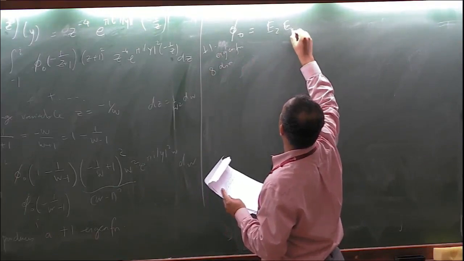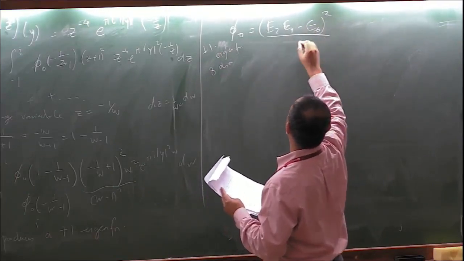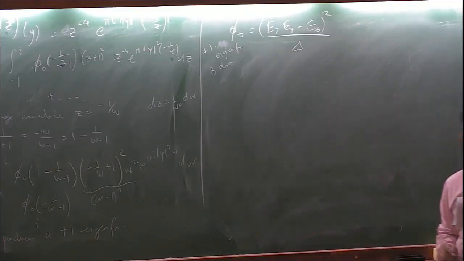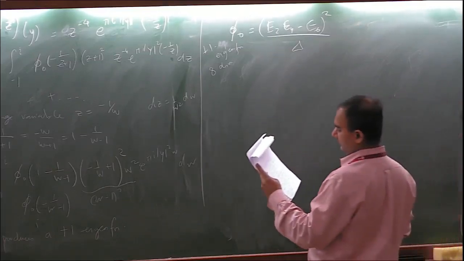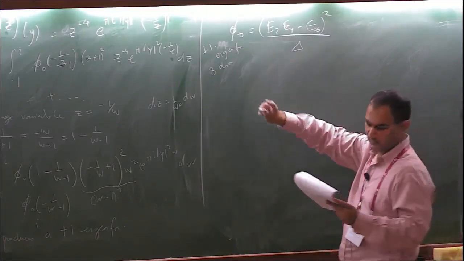It's E2, E4. I don't think this is written quite this way in the paper. It's E2, E4 minus E6 squared over delta. That's it. Okay, it's very easy to write down. And you'll see these functions showing up in the next talk.